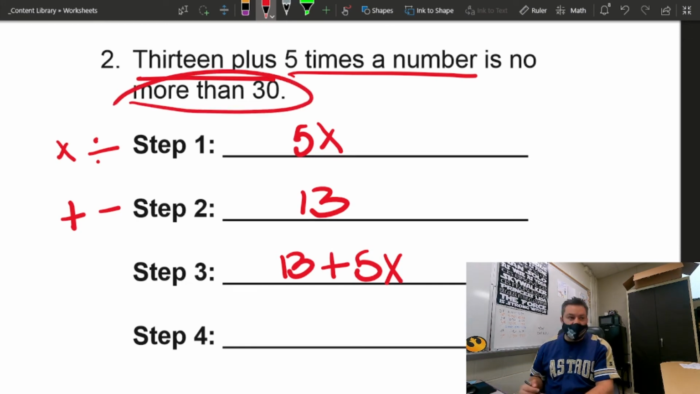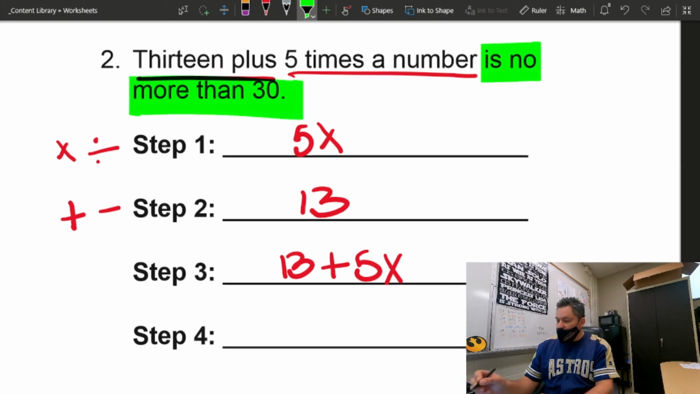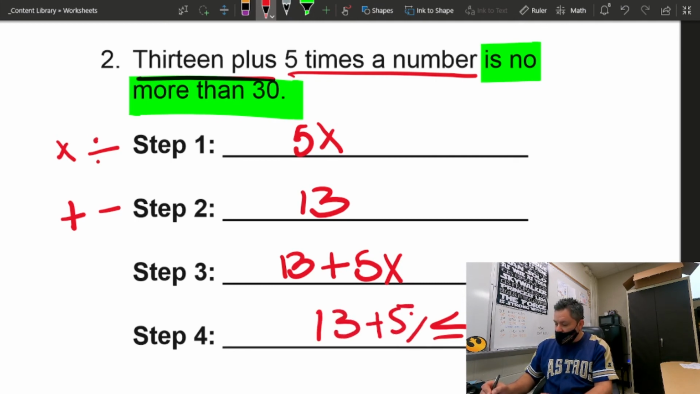Lastly, let's look at my inequality sign. Not done there, hold on. My inequality sign is no more than 30. Can it be 30? Can it be more than, can it be 31? No. Can it be 30? Yes, because it says no more than. Is 30 more than 30? No. So can it be 30? Yes. So what inequality sign are we using? No more than. Less than or equal to 30. And then you have 13 plus 5x. And that's it. That's how you write them.